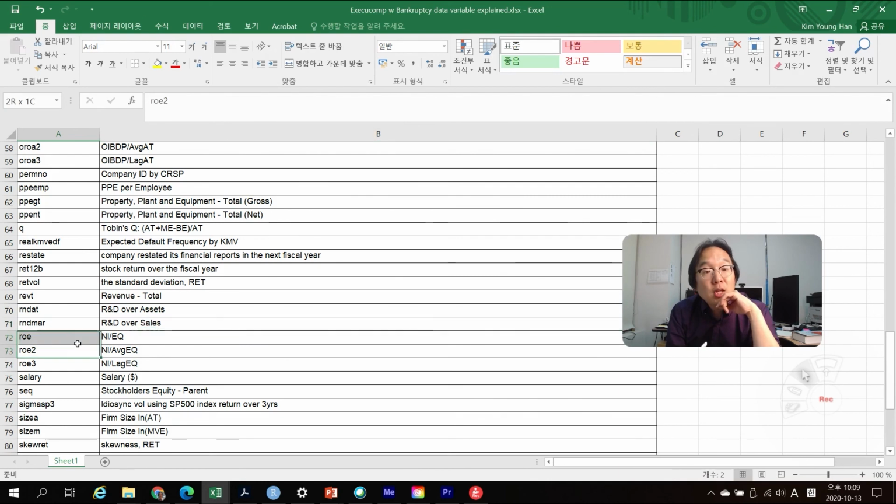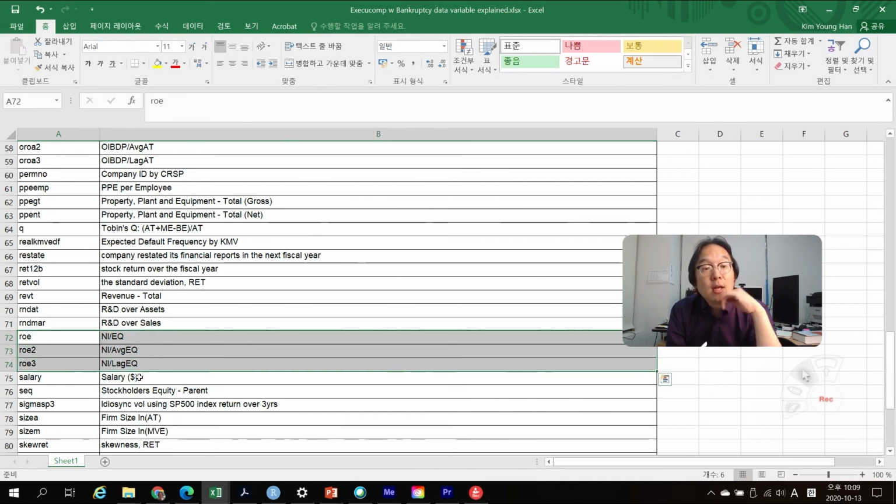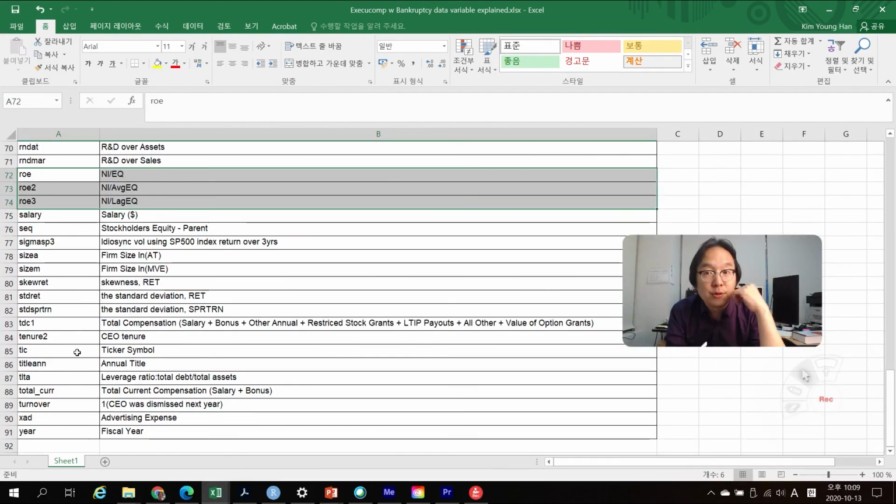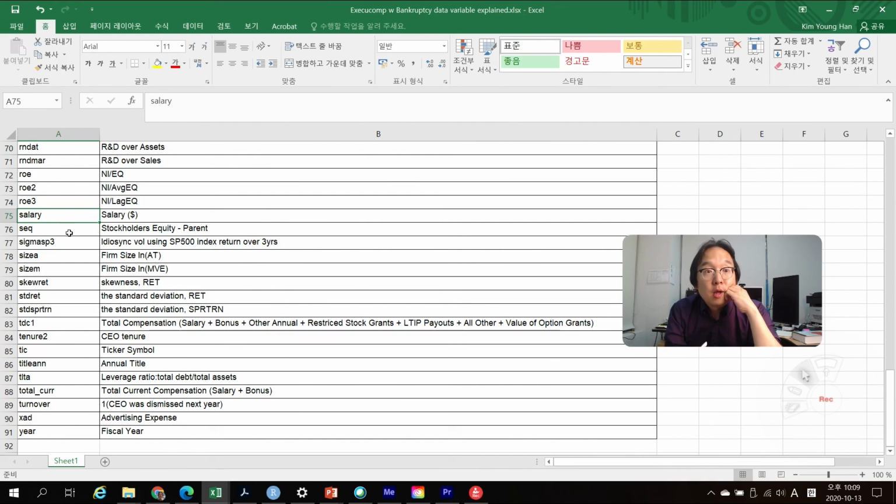And ROE, we have three different versions, just like OROA, right? Net income divided by equity, but whether it is fiscal year-end equity, or beginning equity, or the average of it. Depending on that, you have three different versions. I just threw them in. So think about multicollinearity. If you throw in all these variables, what will happen to the regression model?